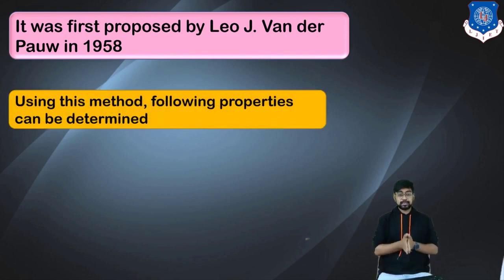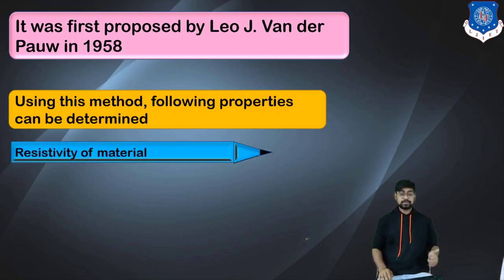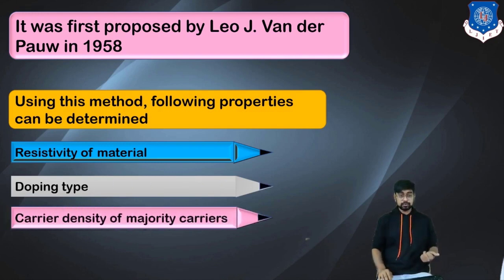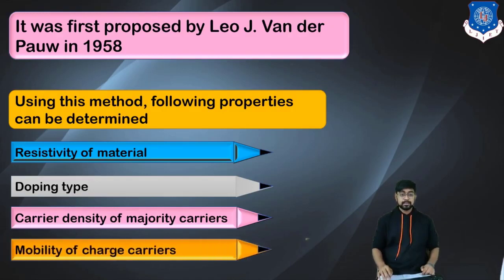Using this method, we can find the following properties. First, the resistivity of the material. Second, we can also find the doping type of the material, whether it is p type or n type. Along with the doping, the carrier density of the majority carriers. If it is p type, definitely holes would be the majority carrier, so its carrier density, as well as the mobility of the charge carriers, can also be measured. So along with the resistivity, the Van der Pol method helps us to determine all these properties.